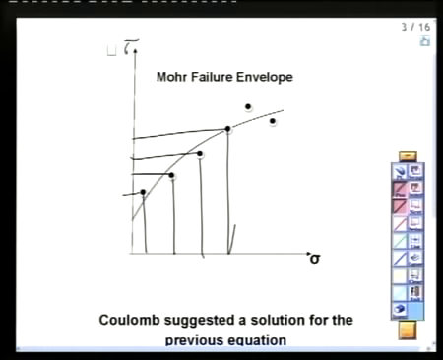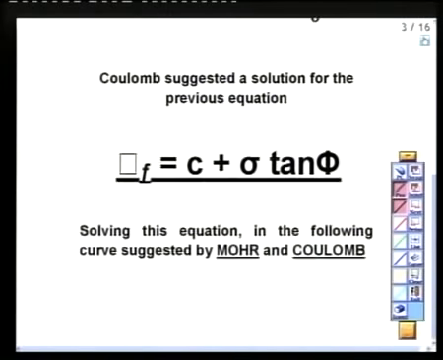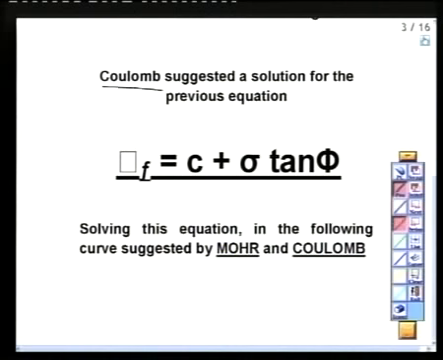Now, another name you have to remember always, especially when we talk about this, is Coulomb. Coulomb suggested a solution for the previous equation, Mohr's equation. Remember Mohr? What did Mohr say? He said tau is a function of sigma, right? Now Coulomb did a solution for it, and that solution appeared to be like this. Tau at failure equals C plus sigma tan phi. This is the most important equation in your life when you deal with soil mechanics. This is equation number 1.